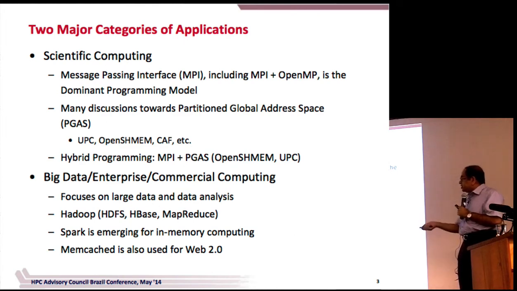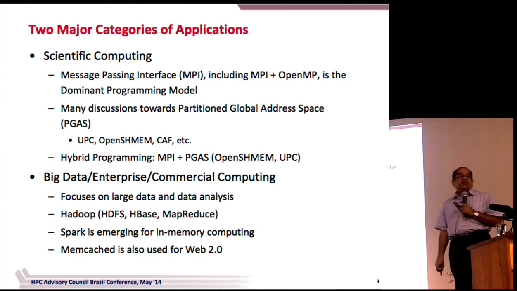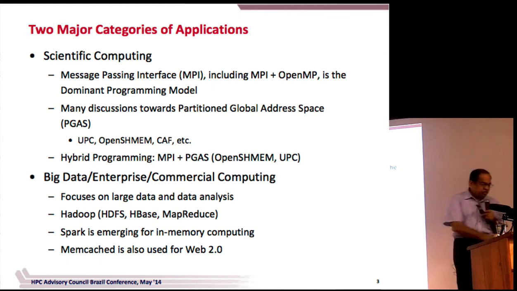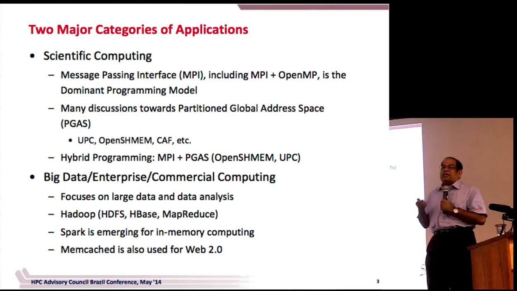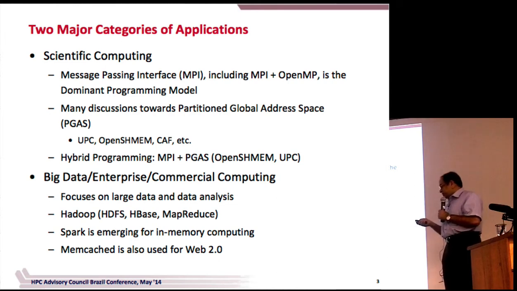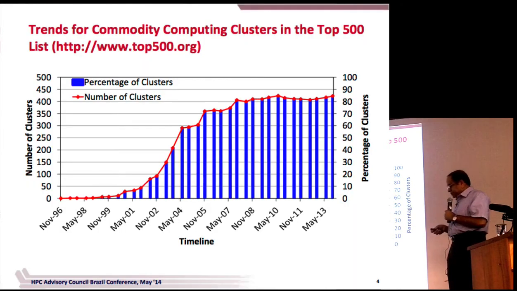But the entirely new thing which is coming is big data. Some of you must have heard about that. Here the focus is on large data and data analysis. Hadoop is the most common one which is emerging, and at the same time there is newer middleware coming, Spark, to carry out in-memory computing, and also Memcached, which is being used for Web 2.0. Both these directions have an importance in driving these Exascale systems for the next decade, and I will try to bring out some of the challenges involved in this domain.